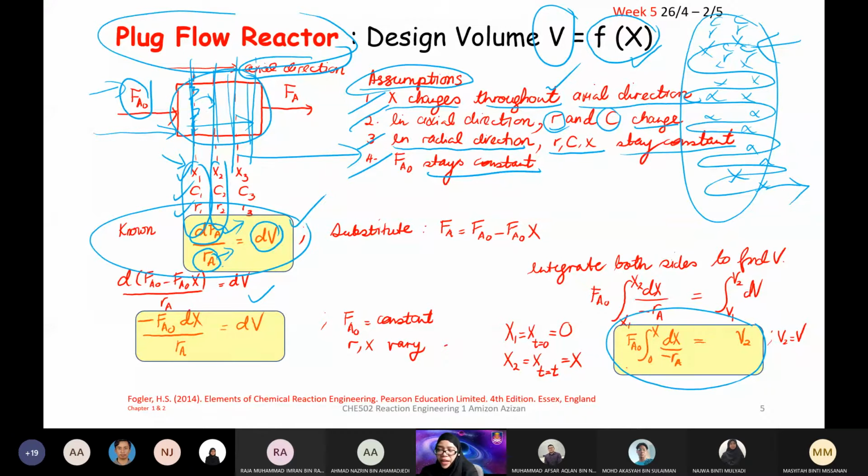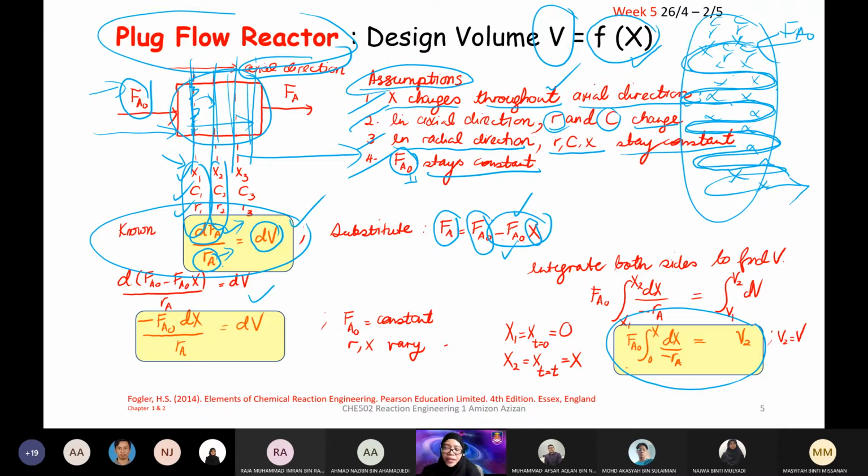But the FA equation, we can already express the FA, which depends on the FA naught and also the change of the molar flow rate based on the conversion. Along the way the conversion increases, and it depends on the FA naught which comes in here, FA naught times the x, which changes at every point. So FA equals FA naught minus FA naught times x.